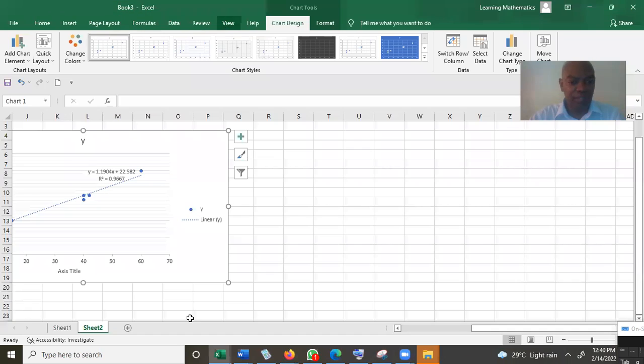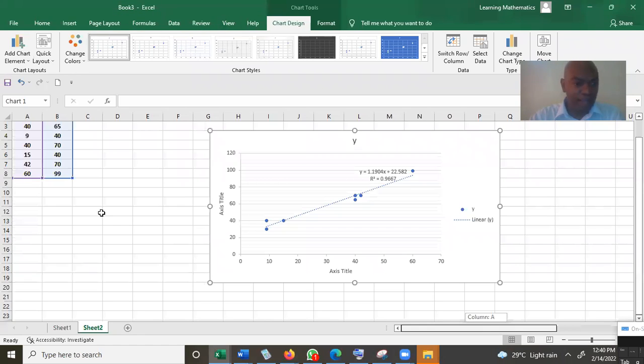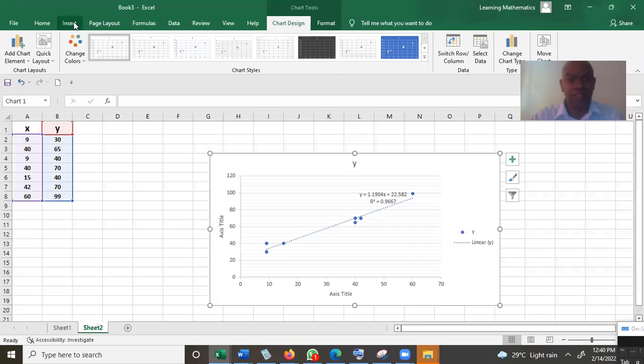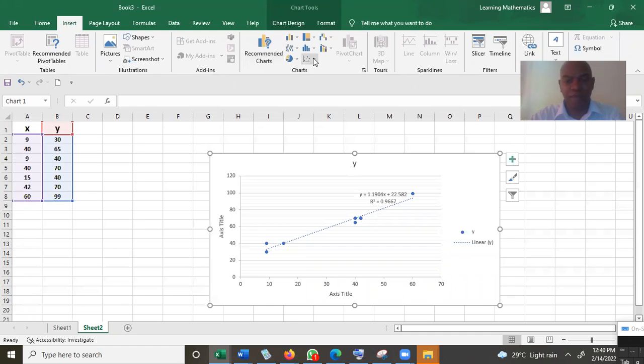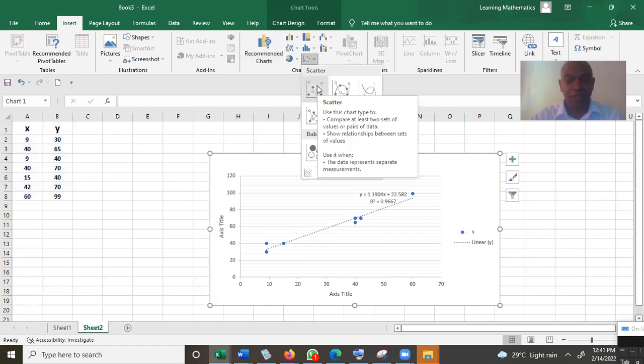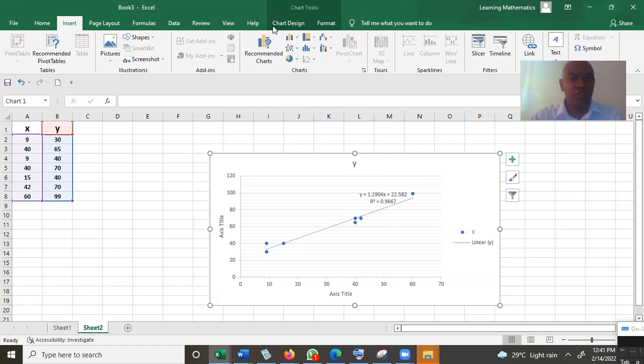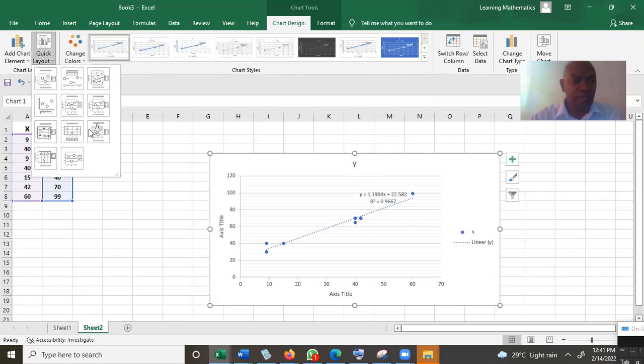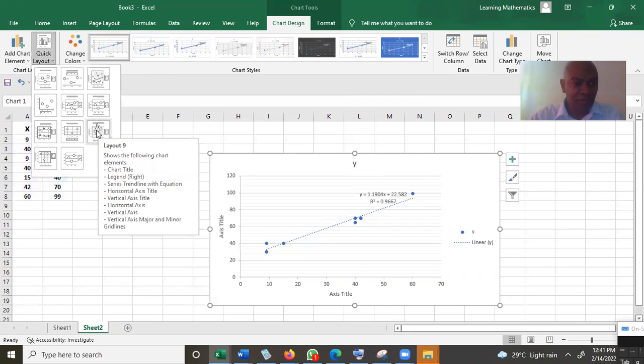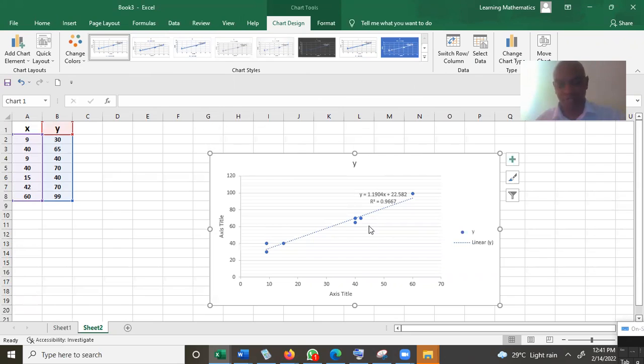So you simply highlight the table, go to insert, go to scatter plot, get your scatter plot, and after that go to chart design, go to quick layout, and here you have layout number 9. It shows you what it will give you on your diagram, and you get the equation and the coefficient of determination in one go, using Excel. So we can actually use this for further analysis.